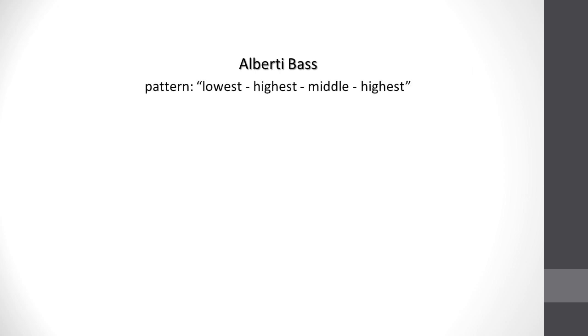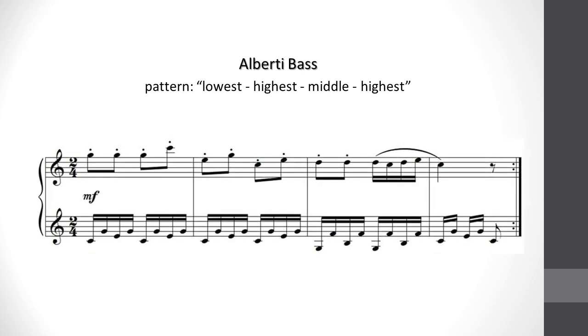A very common type of broken chord accompaniment, popular in the classical period and also into the Romantic period, was Alberti bass, named after Domenico Alberti because he used it quite frequently. In Alberti bass, the pitches of each chord are played in the pattern lowest, highest, middle, highest. For example, the C major chord in the first measure of the following excerpt is played C, G, E, G.